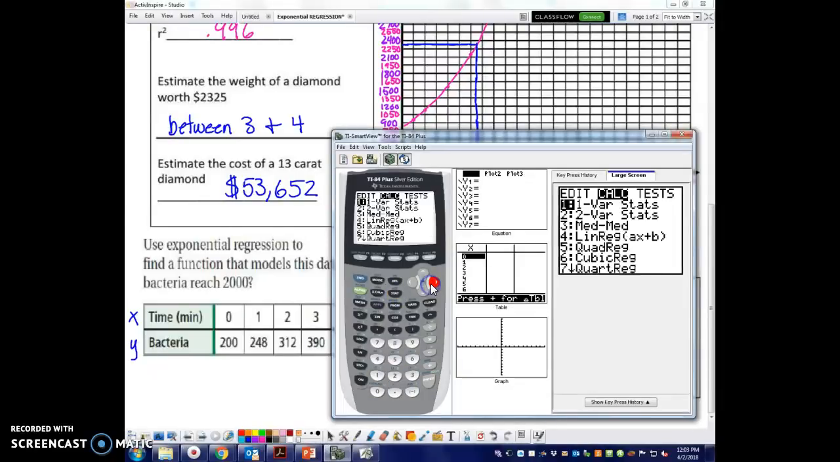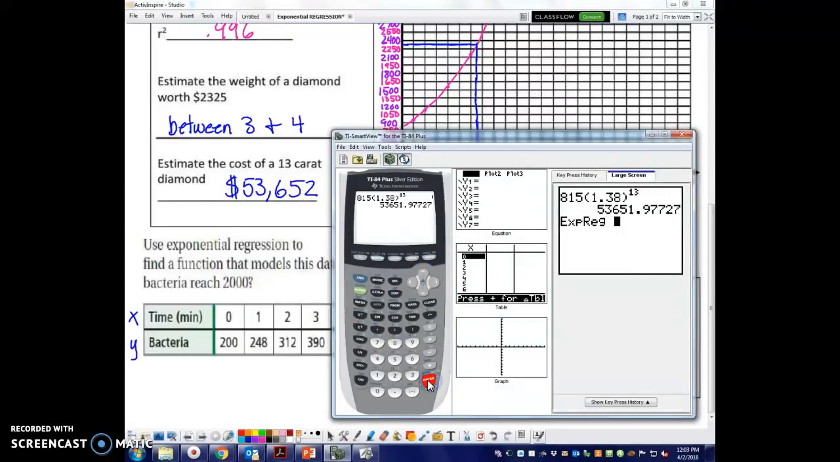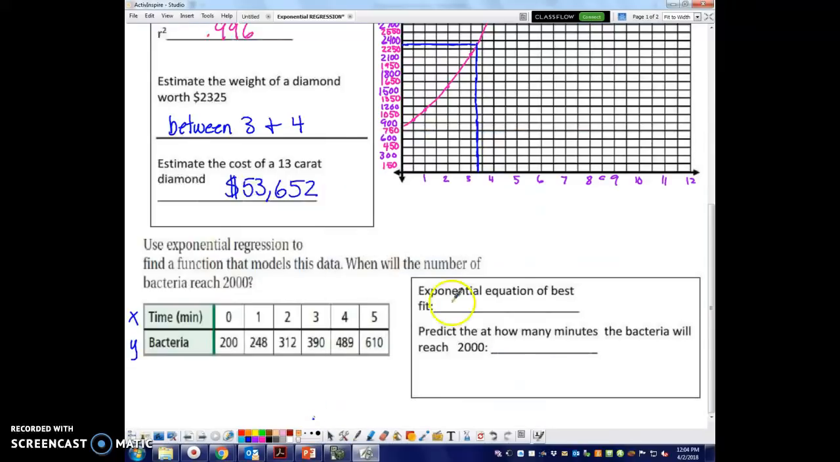Now stat, over to calc. Remember we want exponential regression, so you go down to 0. Enter. So our equation of best fit, I'm going to just use the 199. That's a 2, so it stays 199. And then I'm going to do 1.25. Just stays 1.25. So the equation is y equals 199 times 1.25 to the power of x.